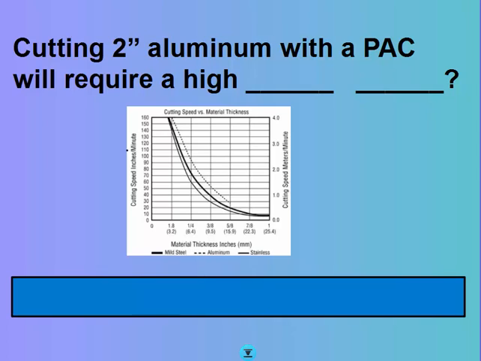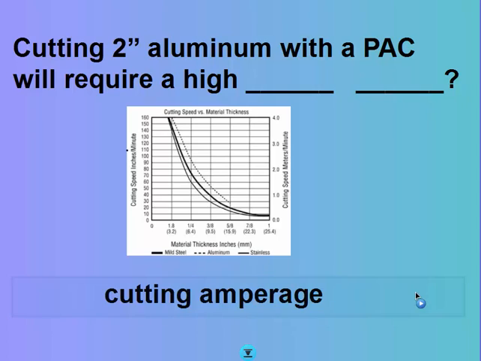Cutting 2-inch aluminum with a PAC will require a high blank blank. The answer is cutting amperage. Cutting 2-inch aluminum with a plasma arc cutter will require a high cutting amperage.